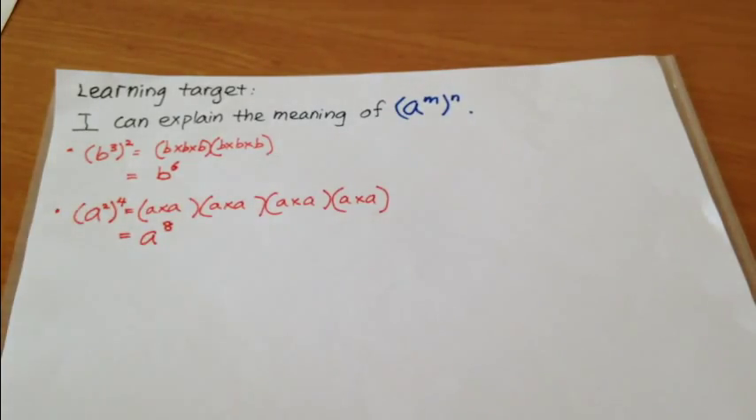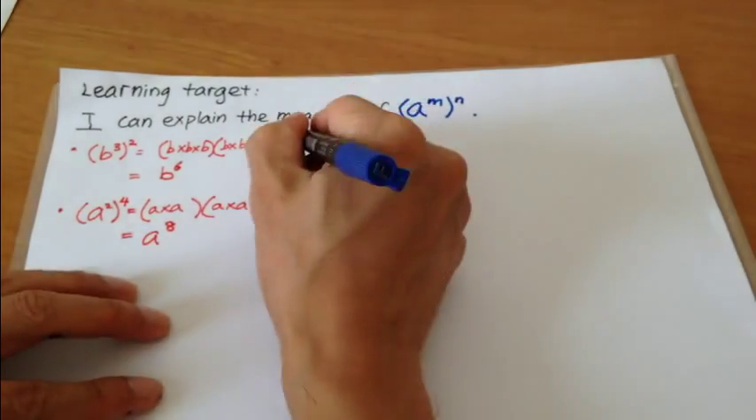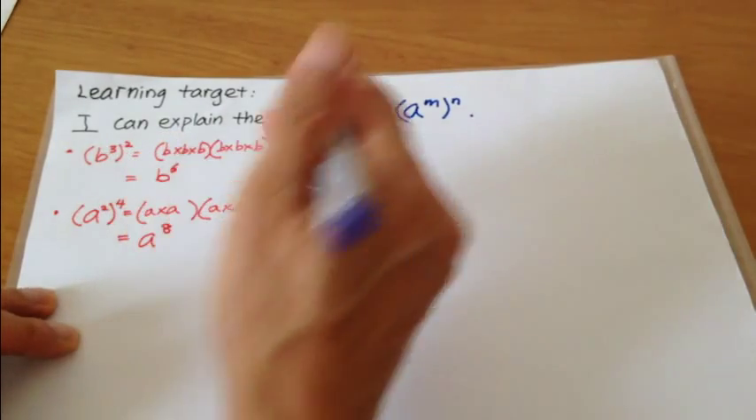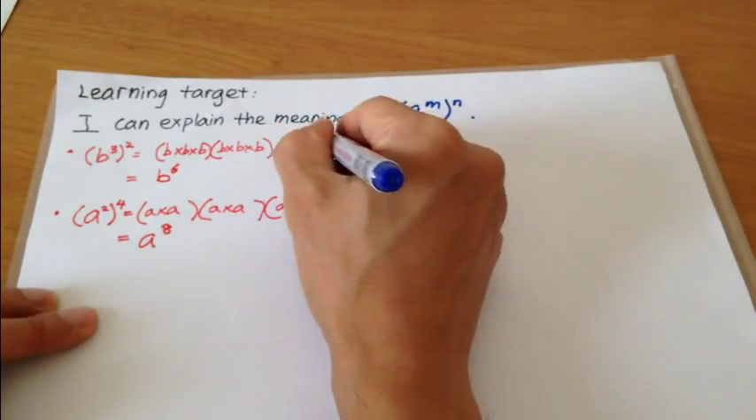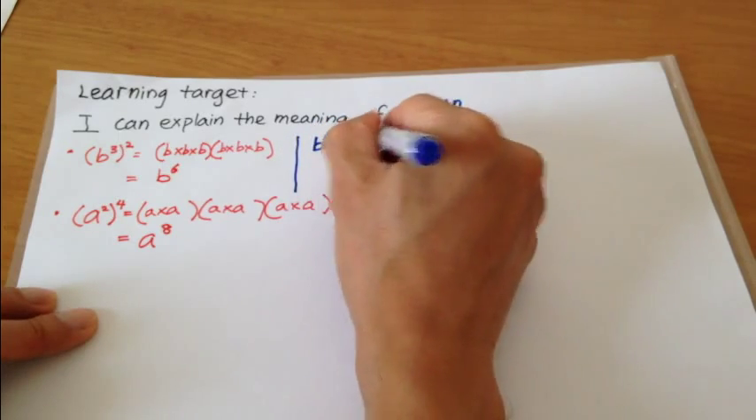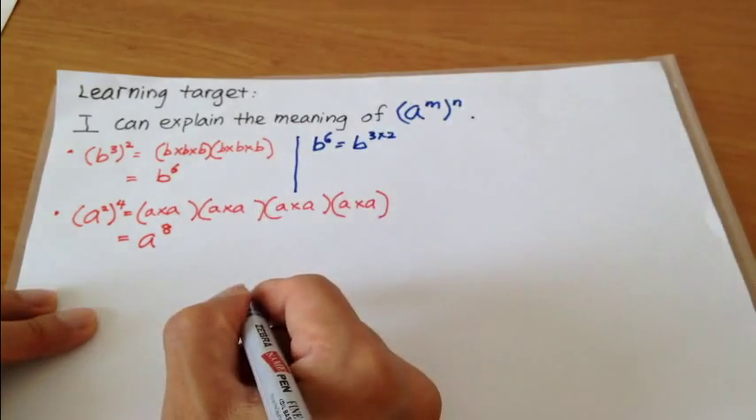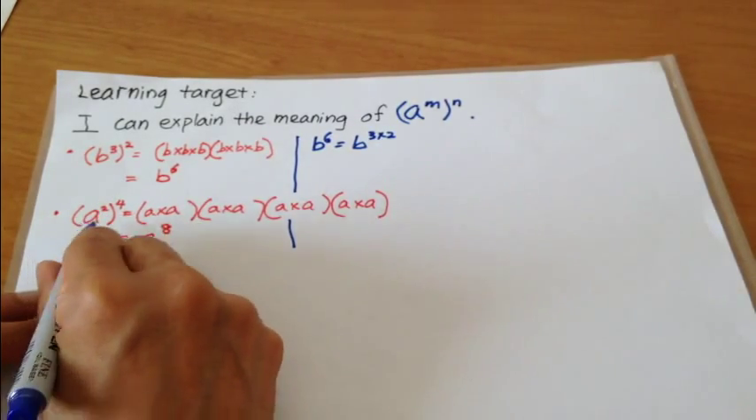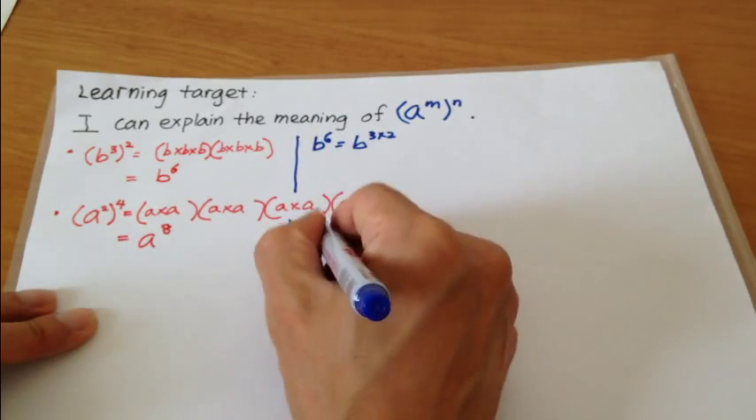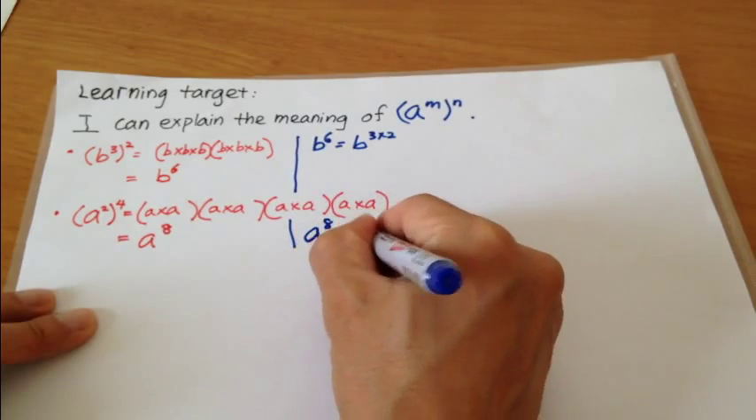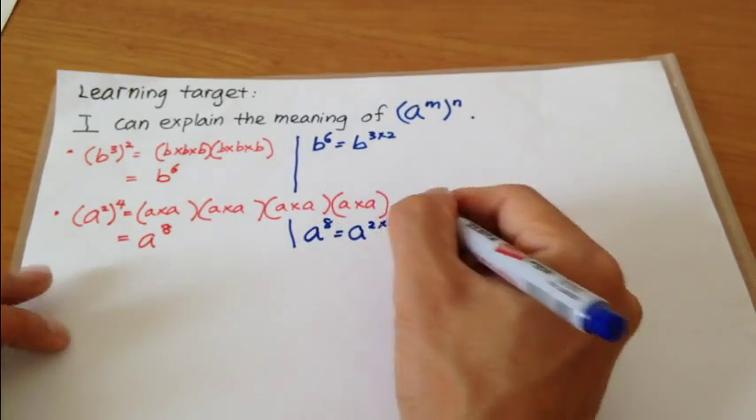So at this stage, let us make an observation. What is the connection between 3 and 2 and this number 6 over here? 3, 2 and 6. Very good. b to the power of 6 can be written as b to the power of 3 times 2. And how about 8? What links 2 and 4 with 8? Very good. 2 times 4 is 8, so a to the power of 8 is basically a to the power of 2 times 4.